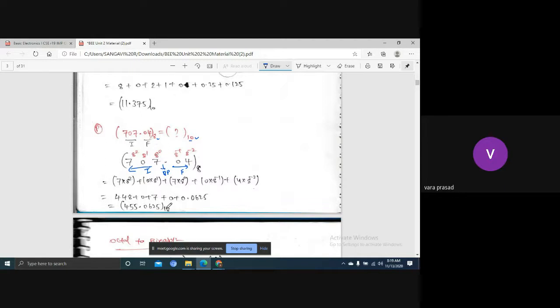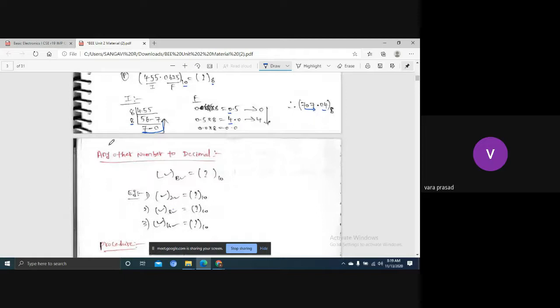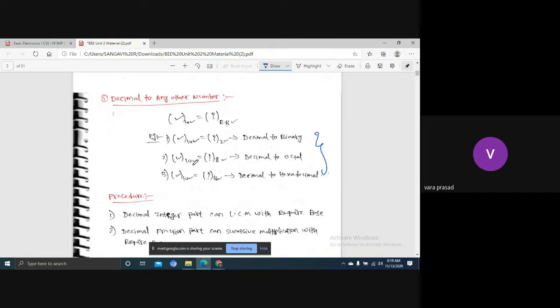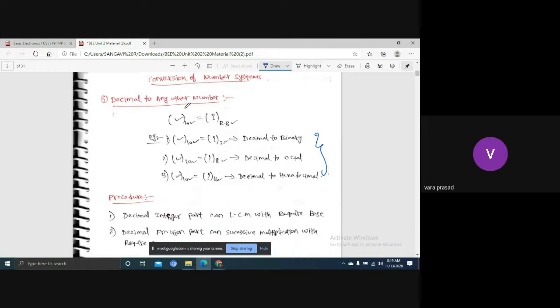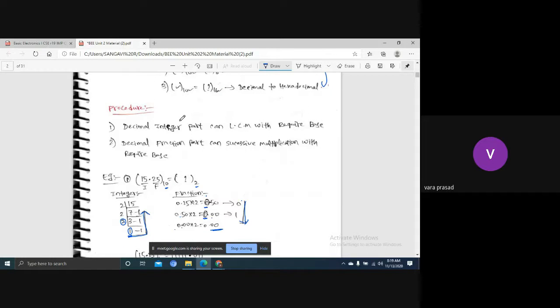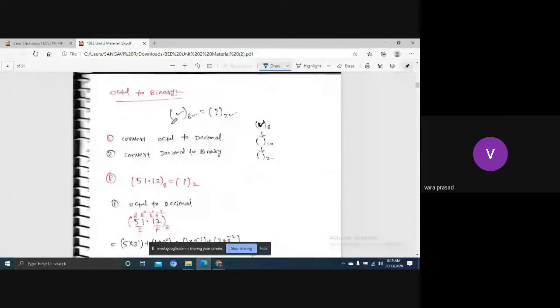If you remember these two procedures, any number to decimal and decimal to any other number, we can solve any type of problem. See here, octal to binary is there. We need to convert octal to binary. In between, I'm going to use a bridge, like the decimal number system, I'm going to use.